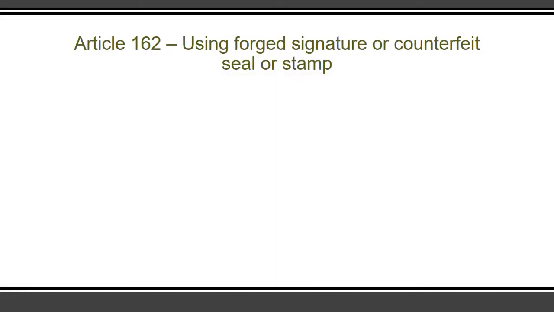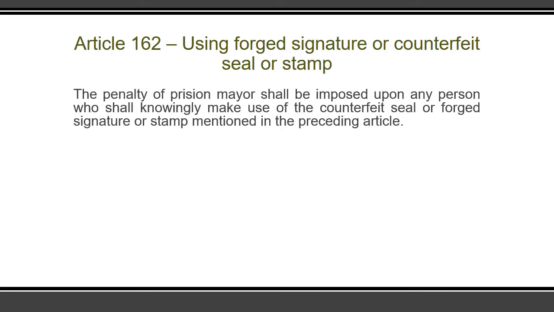Article 162. The penalty of prisión mayor shall be imposed upon any person who shall knowingly make use of the counterfeit seal or forged signature or stamp mentioned in the preceding article. These are the elements of Article 162.